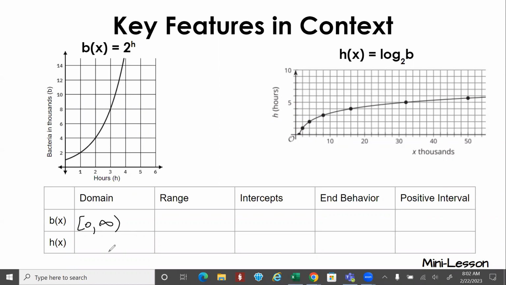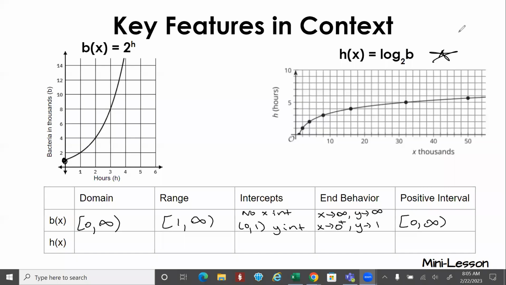My range is going to be my lowest y value, which is 1, and my highest y value is going to be positive infinity. There is no x-intercept because it doesn't cross the x-axis, but my y-intercept is at (0, 1). The end behavior is going to be as x is approaching positive infinity, y is approaching positive infinity. As x is approaching 0 from the right-hand side, y is approaching 1. And it's a positive interval the entire time it's on the domain.